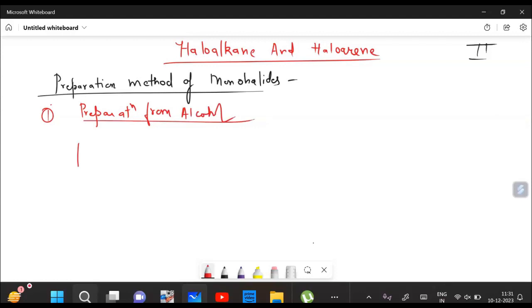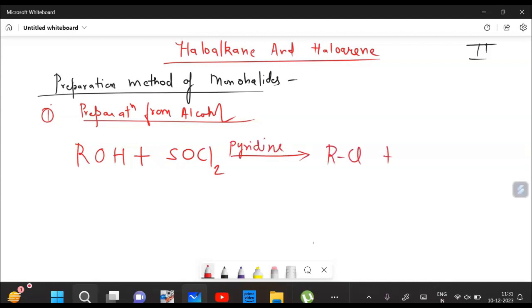Alcohol. So the reaction goes like that. ROH, this is alcohol, plus SOCl2 in the presence of pyridine. It forms RCl plus SO2 plus HCl. So this is monohalide. Let's discuss the preparation method and mechanism of it. It is very important to understand the mechanism also for JEE.